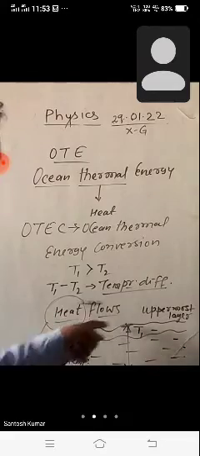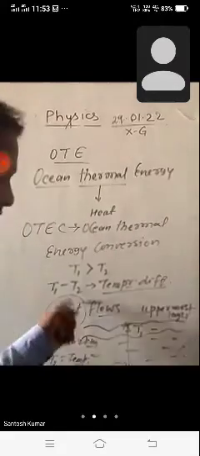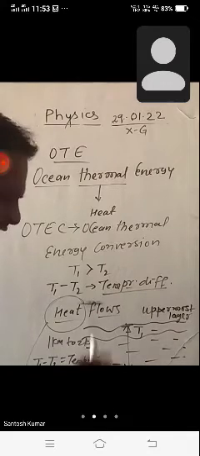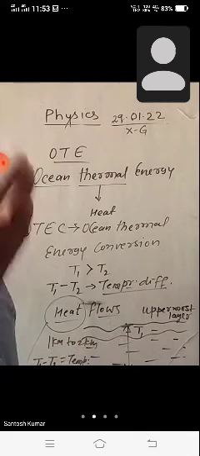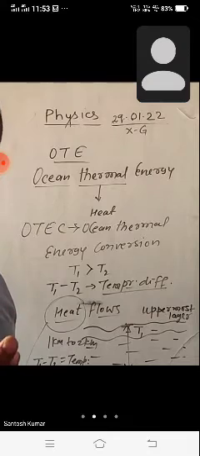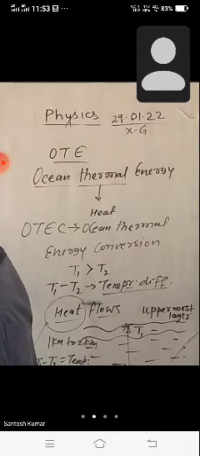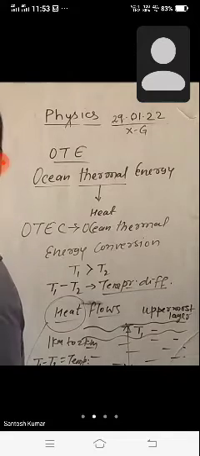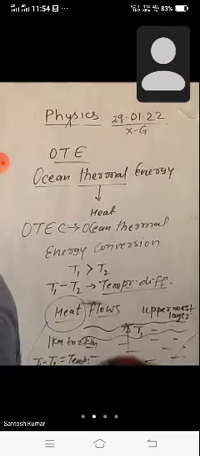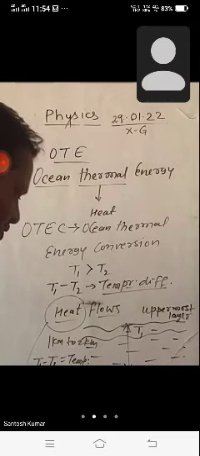This heat, the heat of the ocean, is used to boil ammonia. We can ask, sir, why ammonia? Why not water? Because this heat is not very high, it is very less. And the boiling point of water is 100 degrees, so water will boil only when the temperature is about 100 degrees. So this is not under our control. That's why ammonia is used here.